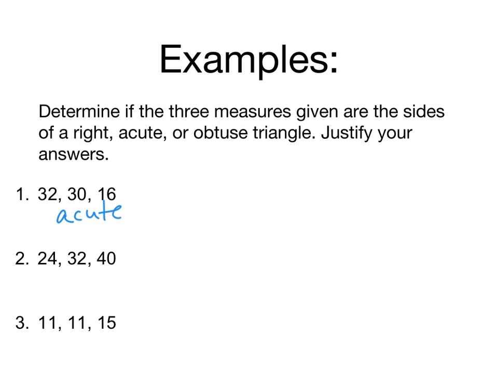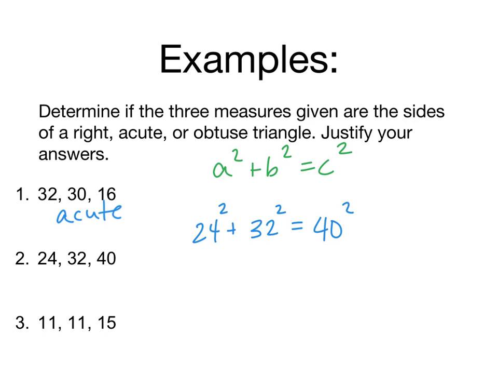Okay, now for the next one. Again, a squared plus b squared equals c squared. So this one, we have 24, 32, and 40. Again, I'm going to put the largest one in for c squared, 32 for b, and 24 for a. All right, so let's math.